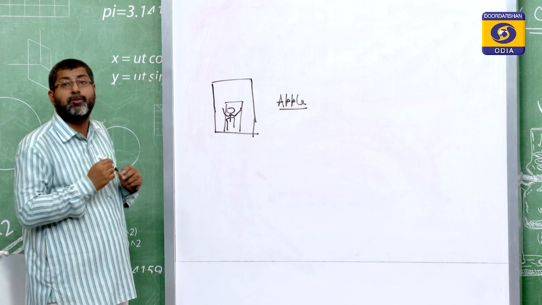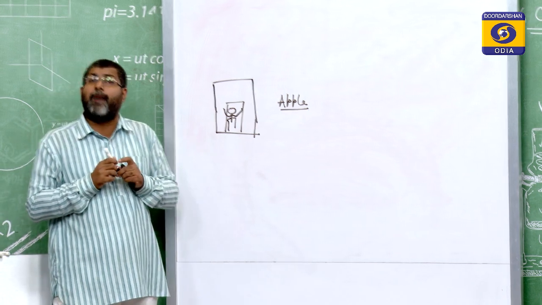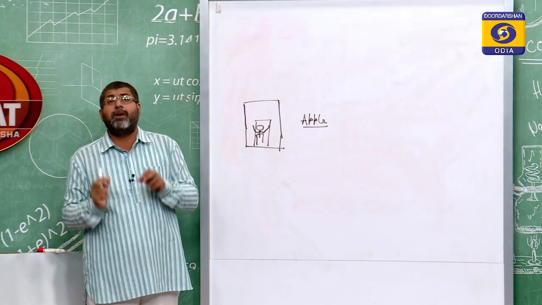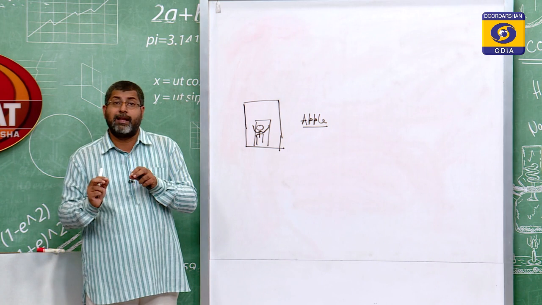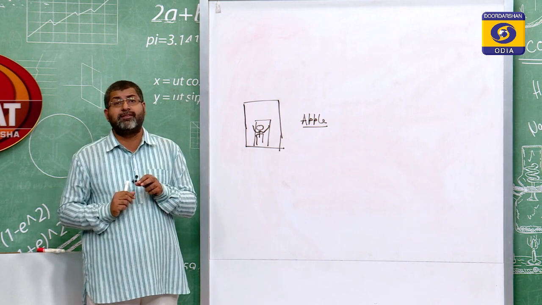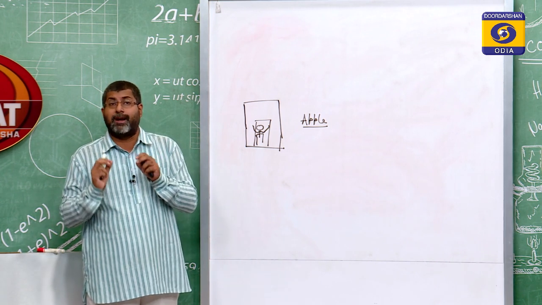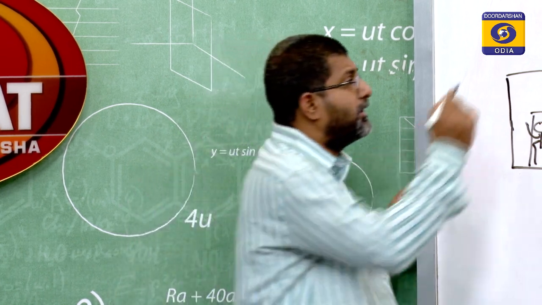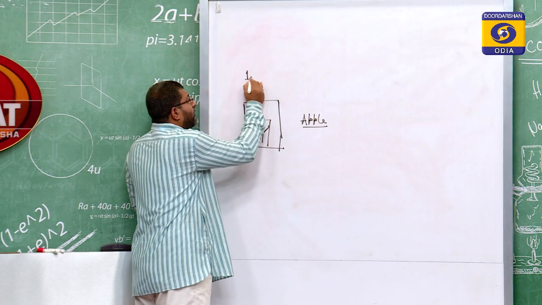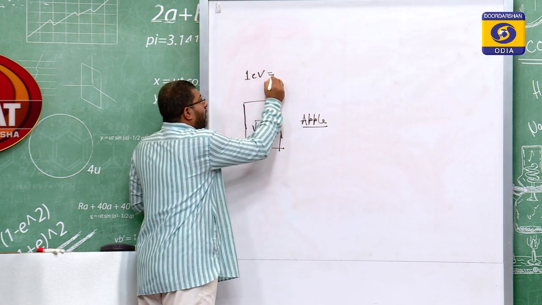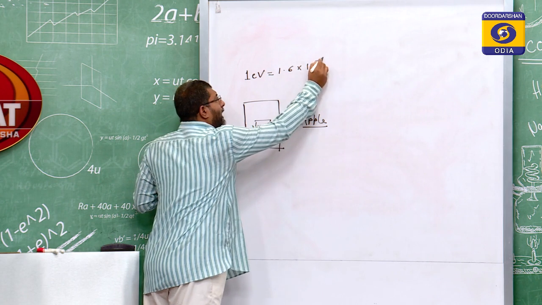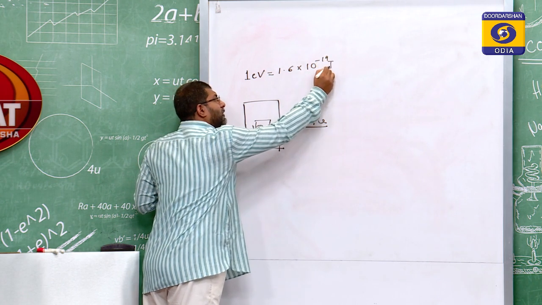Similarly, in order to make an electron come out of the metal surface, some minimum amount of energy is required, and that minimum amount of energy is known as the work function. It is measured in the unit electron volt, such that 1 electron volt equals 1.6 times 10 to the power minus 19 joule.